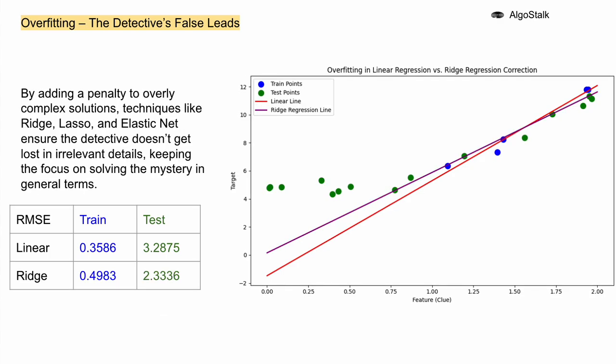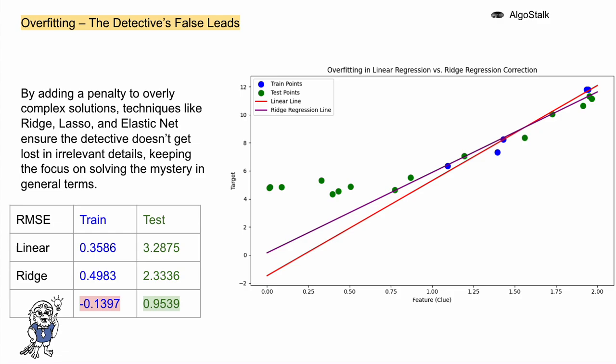By adding a penalty to overly complex solutions, techniques like ridge, lasso, and elastic net ensure the detective doesn't get lost in irrelevant details, keeping the focus on solving the mystery in general terms.